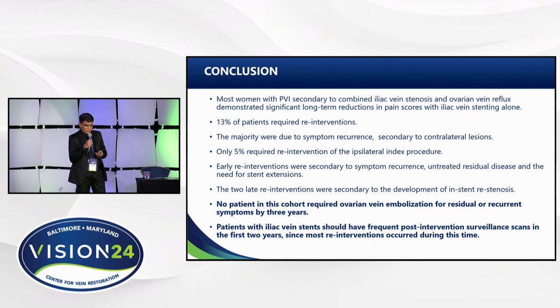Only 5% required reintervention of the ipsilateral index procedure, and most of these were stent extensions because of inflow disease, and that caused the recurrence of symptoms. Early reinterventions were secondary to symptom recurrence, untreated residual disease, and the need for stent extension. There were 2 late reinterventions, which were secondary to the development of in-stent restenosis. None of these patients required ovarian vein embolization for residual or recurrent symptoms by 3 years.